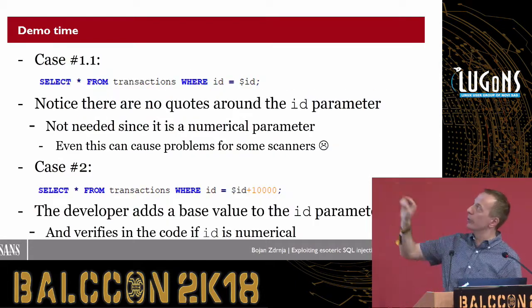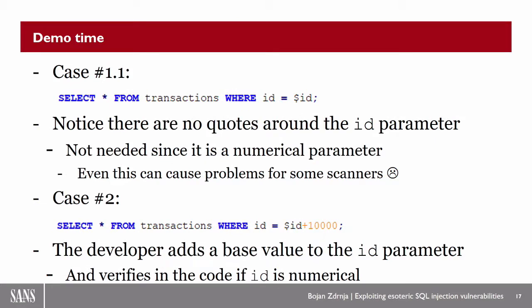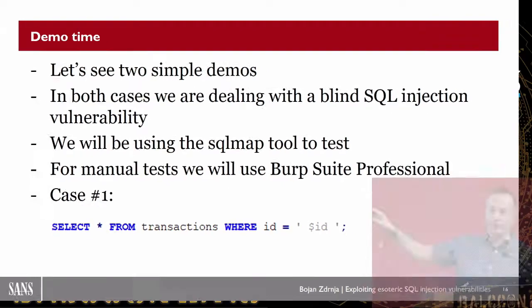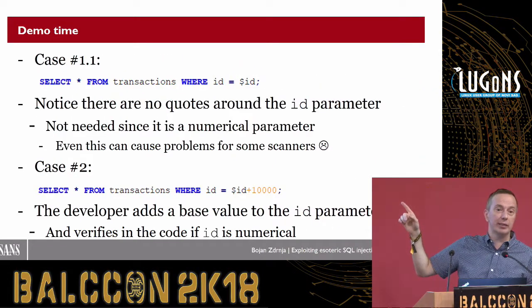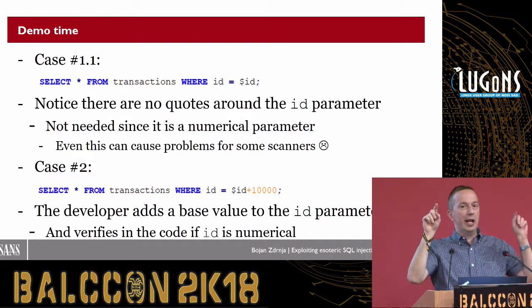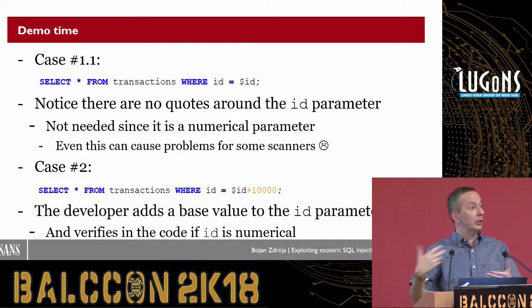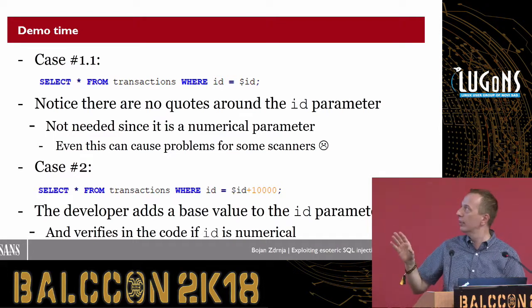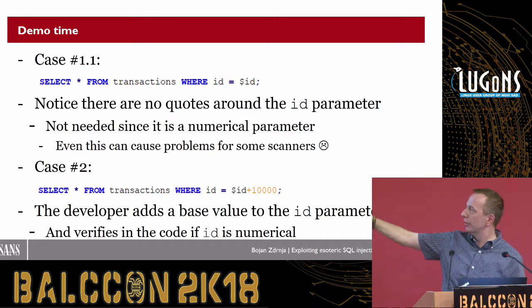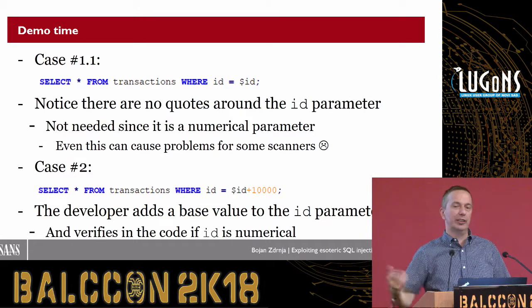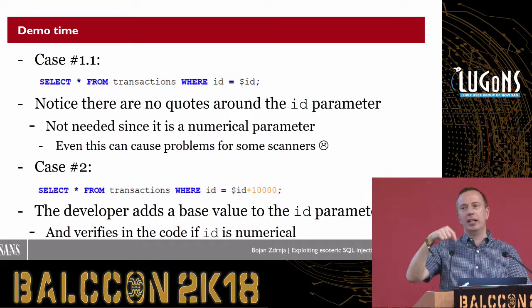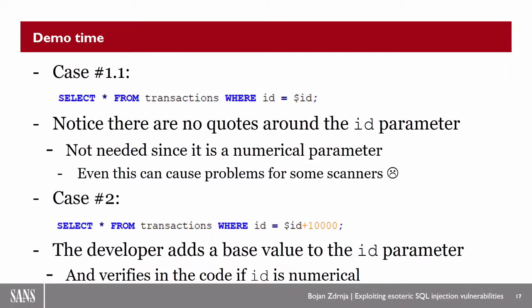Then, case 1.1. Again, very, very simple. But do you see the difference? Check the one here, ID equals. Check the one here, ID equals. There are no single quotes. Okay? I don't need them because ID is numerical. I need them when I have strings. So for numerical parameters, I don't need them. Case number 2, the developer just decided to add a certain value. We'll skip to case number 2 because I won't have enough time to do everything. But the application that I'm hacking will be on my GitHub over the weekend, so if you want to play with that, feel free to download it.